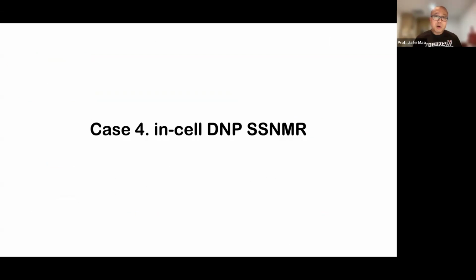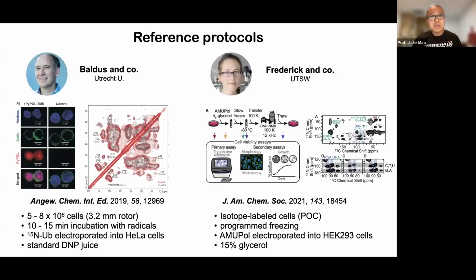So to this point, I think the field is also moving on to so-called in-cell DNP solid-state NMR, because cells are really some of the most complicated and most heterogeneous systems. And here I would guide you to two reference protocols. On the left is the early approach developed by Mark Baldus and co-workers. It's quite a simple approach: you just use standard GMP juice in that case to incubate the cell, and magically, actually, the DNP enhancement can be obtained.